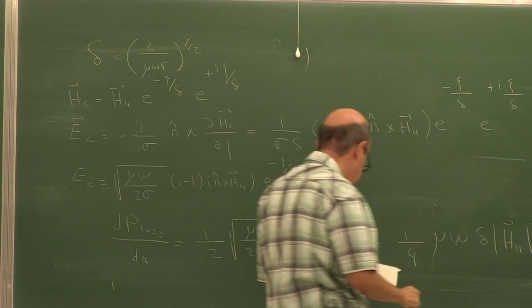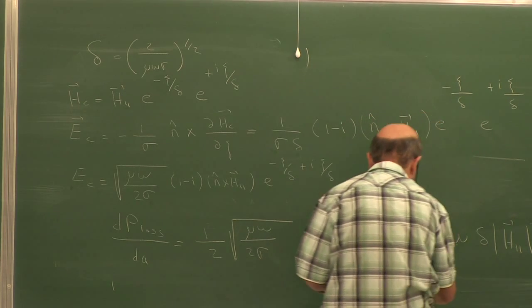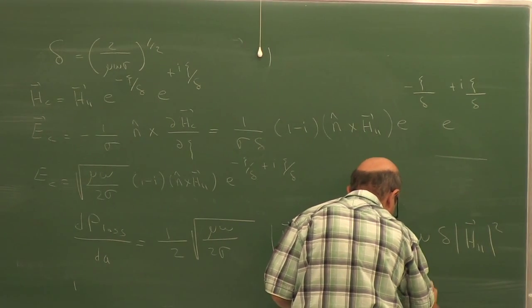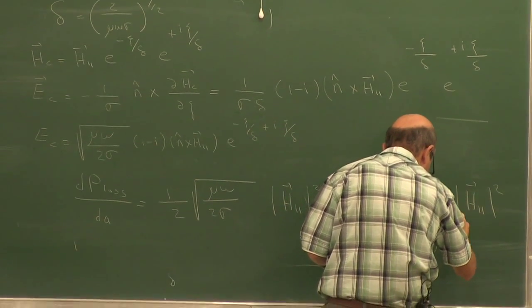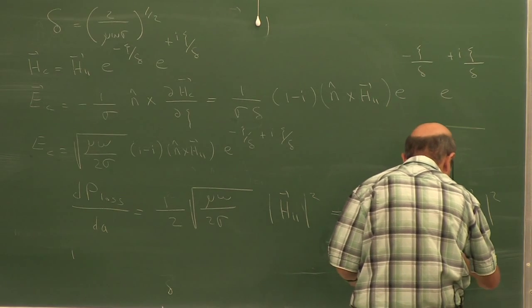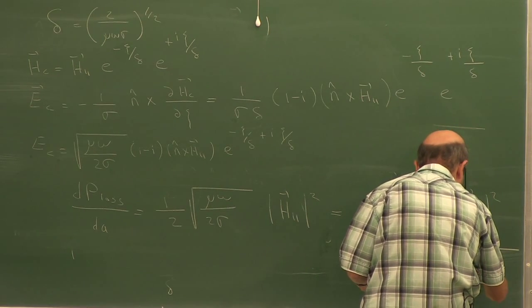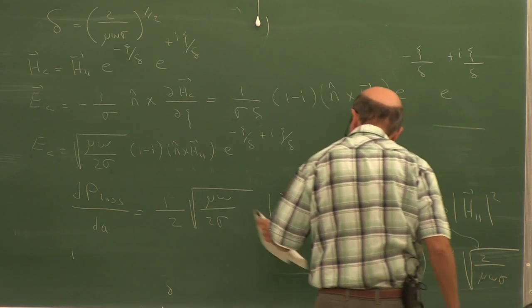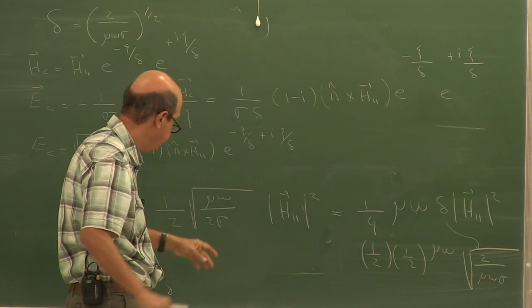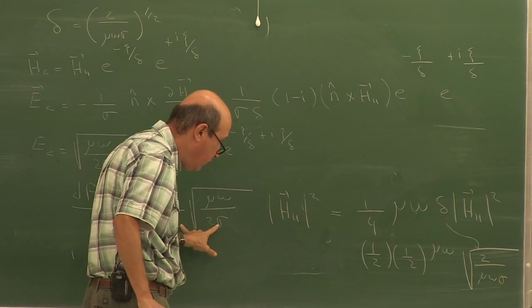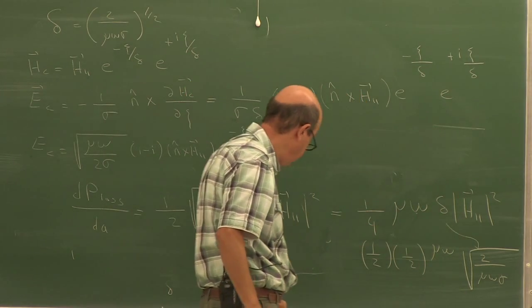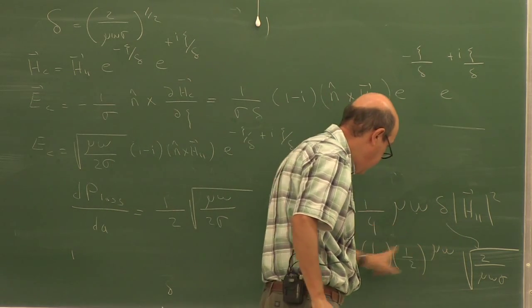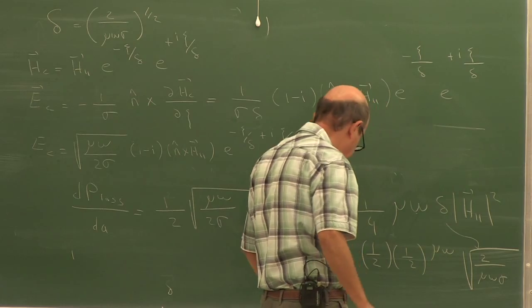These are the same thing, because you can write this in the following form. You say 1 over 2 mu frequency times the skin depth, where the skin depth is the square root of 2 over mu frequency sigma. So you can write this coefficient in terms of skin depth in this form. Indeed, they are the same thing. Why are they the same thing?